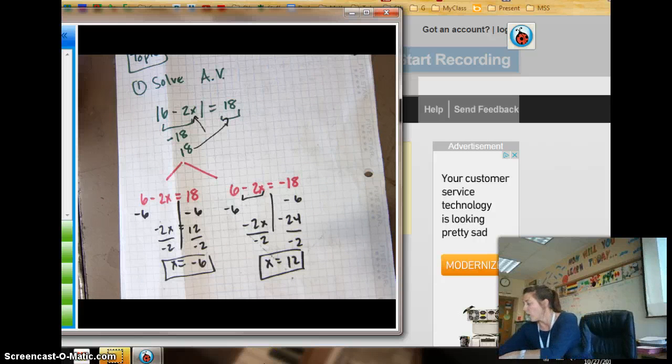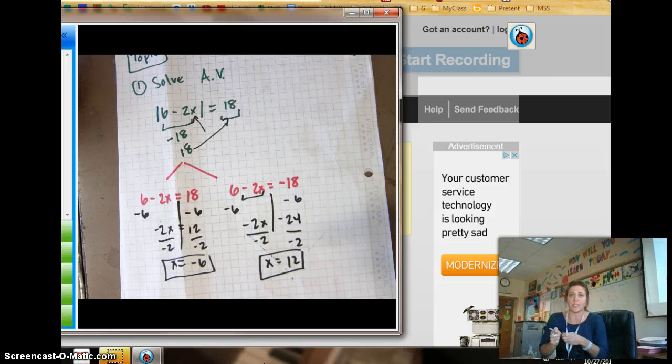Okay, so let's think about this on a graph. As I start to graph this, what happens is my graph at 18, so I'm just going to imagine this at 18. And if you guys want to put this into Desmos after I try this with you.